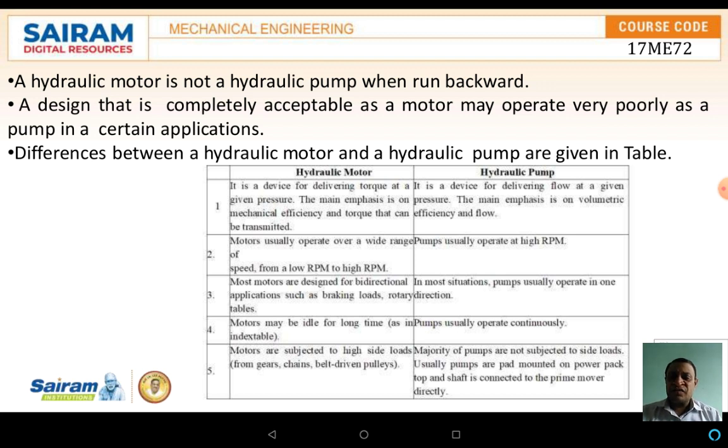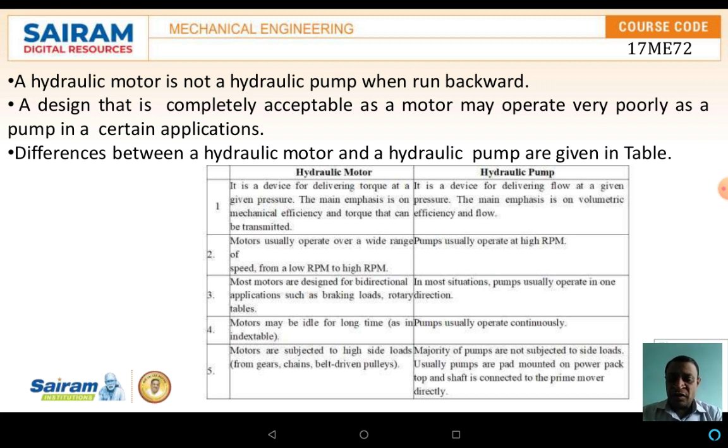The first column is the hydraulic motor, and the second column is the hydraulic pump. A hydraulic motor is a device that delivers torque at a given pressure. But a hydraulic pump is a device that delivers flow at a given pressure. That is a major difference between the hydraulic motor and the hydraulic pump. Motors usually run at low speeds, but pumps run at high speeds. Most motors are designed for bidirectional application, but pumps in most situations usually operate in one direction.